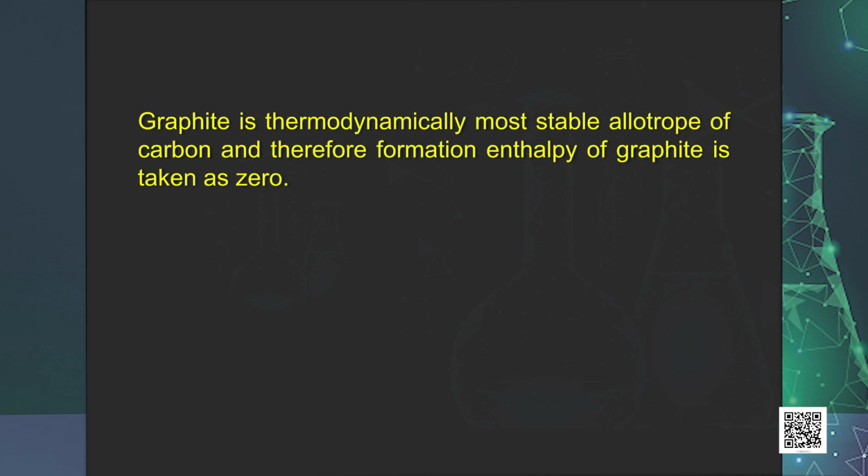It is very important to know that graphite is the thermodynamically most stable allotrope of carbon, and therefore the formation enthalpy of graphite is taken as 0. Formation enthalpy values of diamond and fullerene C60 are 1.90 and 38.1 kJ per mole respectively.